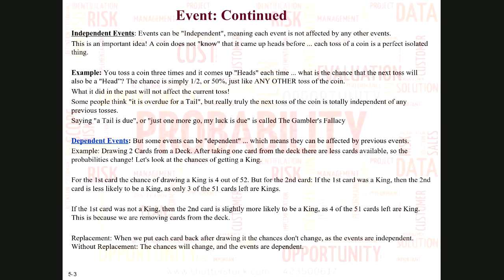Where people get turned off by probability is you have to think about all the conditions that exist. So the example: you toss a coin 3 times and it comes up heads each time. What is the chance that the next toss will also be a head? It's still 50%, just like any other toss of the coin. They're independent events. Does everybody understand that concept of independence? Does anybody not understand the concept of independence?